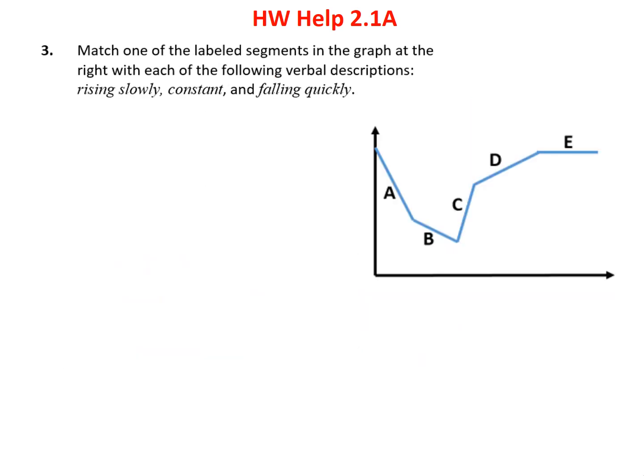Problem 3 asks us to match one of the labeled segments in the graph at the right with each of the following verbal descriptions. First of all, let's consider these. Rising slowly would mean that it's going up but slowly. This would be rising rapidly, but this would be rising slowly. So for rising slowly, we're probably looking at D. So rising slowly, so D would be rising slowly.